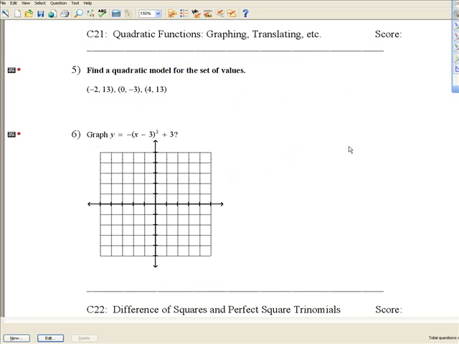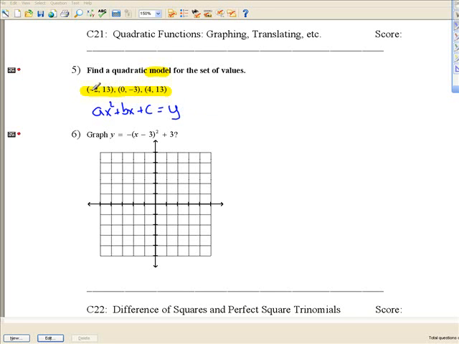Okay, for concept 21, on number 5, we're going to find a quadratic model for the set of values. In other words, we need to find a quadratic equation, the equation of a parabola that goes through all three of these points. So we have the given points, we just need to come up with the equation. We should realize that the equation will look something like ax squared plus bx plus c equals y, or y equals ax squared plus bx plus c if you want to go that direction.